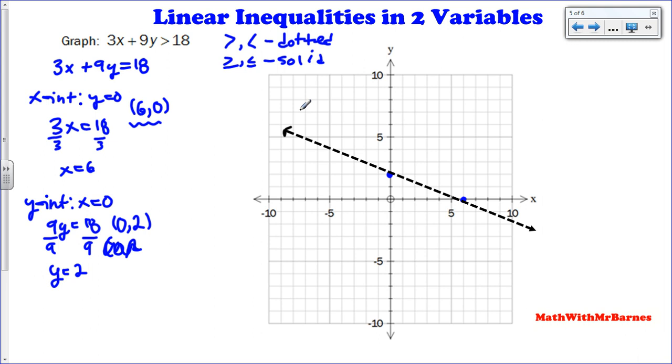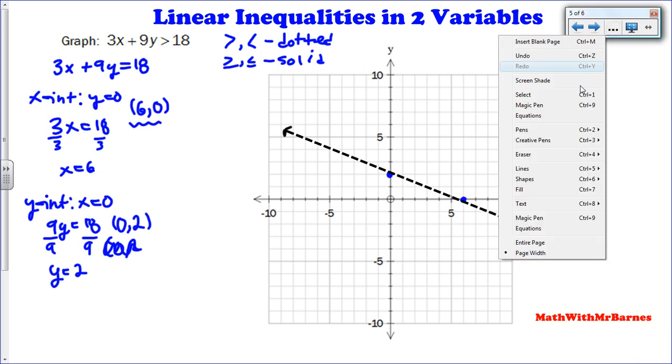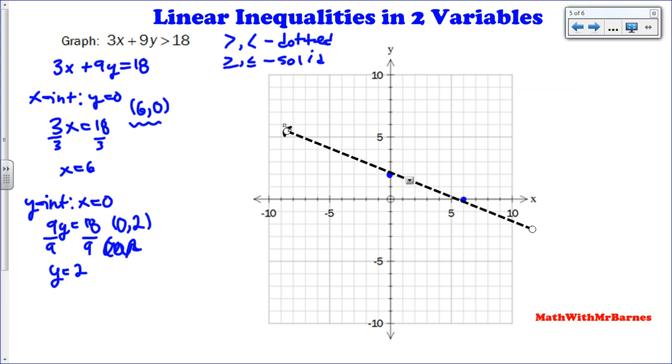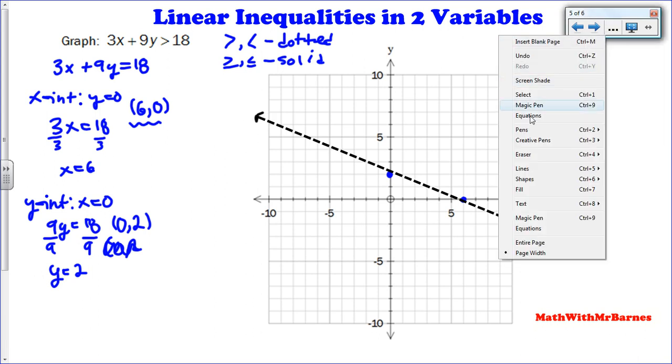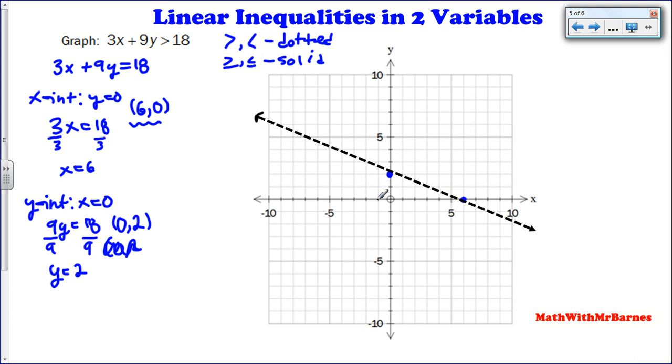So there's my line. Now the only thing is that linear inequalities in two variables have what's called a solution region. That's a part of the graph, either above or below the line, where all the solutions lie. Basically, points that make this inequality true. I'm just going to extend it so I have it a little bit beyond there. There we go. So what I like to do is pick a test point.